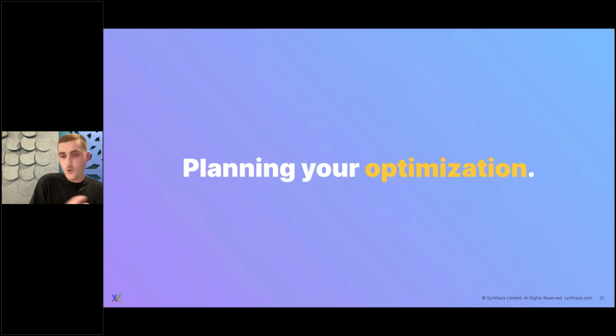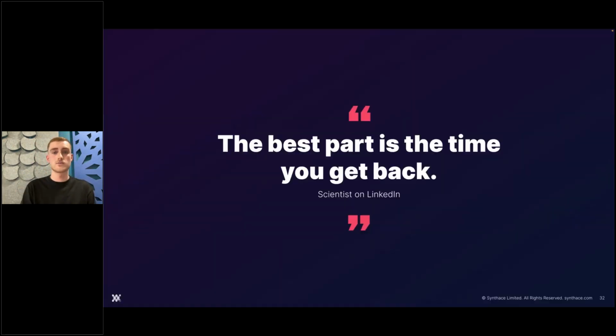Now, I know a lot of this sounds very laborious, to undertake full experiments just to optimize liquid handling of one liquid, but your time saved will come from the experiments that either obviously fail because of poor liquid handling, or even from results that were unexpected or unreliable because you didn't take that time to optimize. And this quote from a scientist at LinkedIn: the best part is the time that you get back.